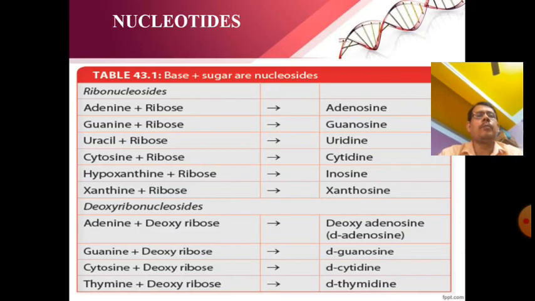So the short forms of the ribonucleosides: adenine plus ribose equals adenosine, guanine plus ribose is guanosine, uracil plus ribose is uridine, cytosine plus ribose is cytidine, hypoxanthine plus ribose is inosine, xanthine plus ribose is xanthosine. For deoxyribonucleosides: adenine plus deoxyribose is deoxyadenosine, guanine plus deoxyribose is deoxyguanosine, cytosine plus deoxyribose is deoxycytidine, thymine plus deoxyribose is deoxythymidine.